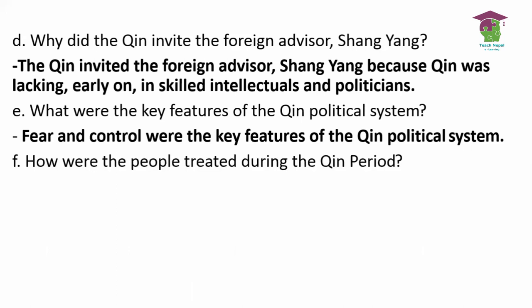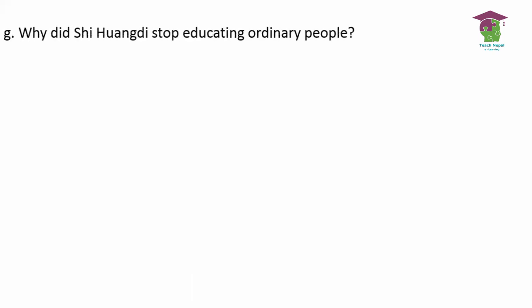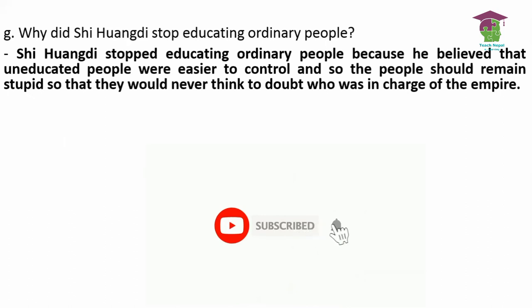What are the key features? We have discussed the key features. They were fear and control. Similarly, how were the people treated? It means if they contributed, they were rewarded. Otherwise, they were punished.